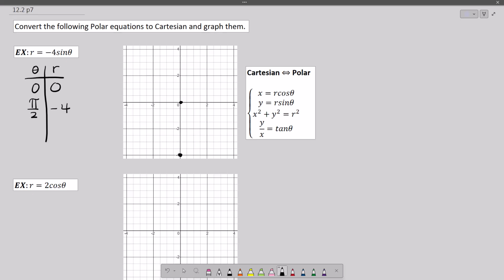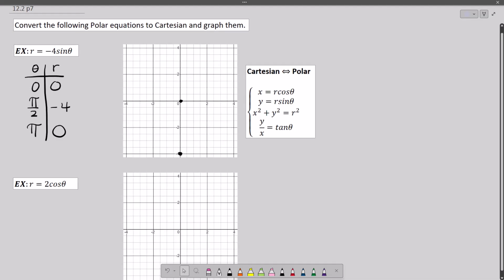Now if we get our rotation all the way over to pi, sine of pi is 0, so we're back to 0. So if we go to pi, our radial value is 0, so we're back to this point. And if we were to then go to 3 pi over 2, we'd be back to this point. If we know in our mind that r equals a constant times sine or cosine is a circle, we're done. We can infer that this is the only way we're going to get a circle, if these 2 points were there. So our circle is going to be tangent to the x-axis.